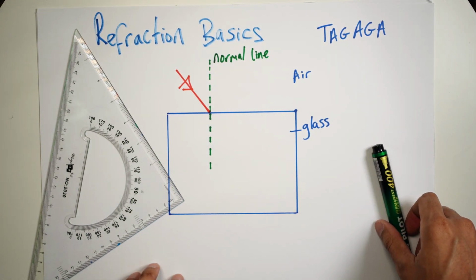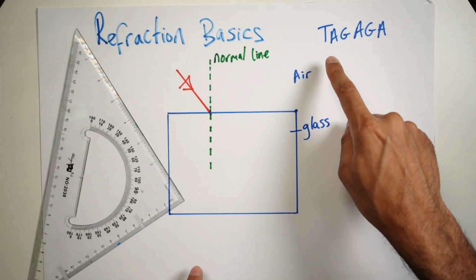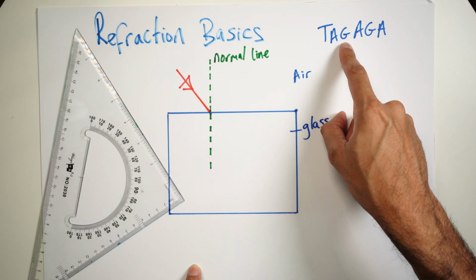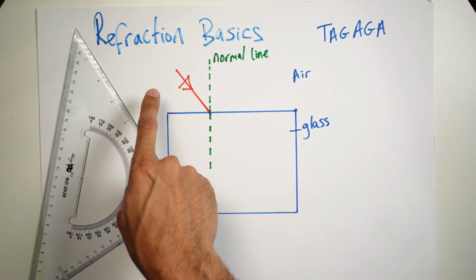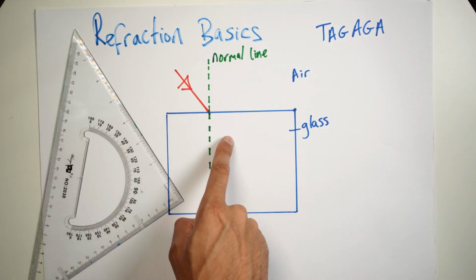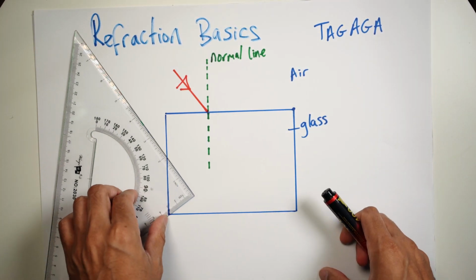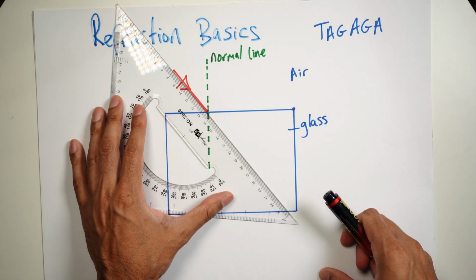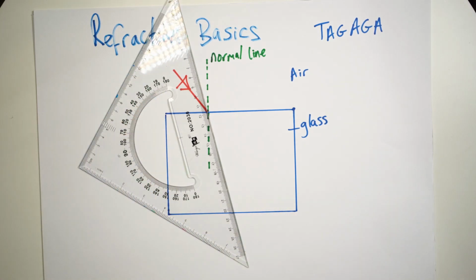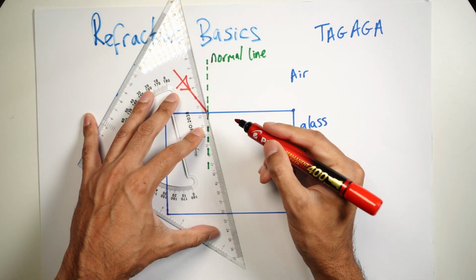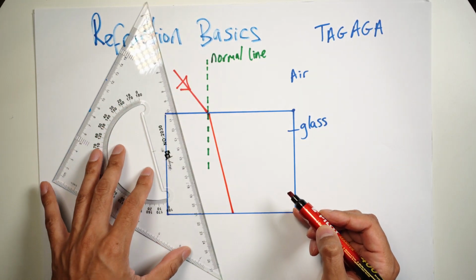What happens next is this. I've written TAG AGAR over here. What does that mean? Towards air glass, away glass air. So if it's going from air into glass, in this direction, it should be going towards the normal. So the light ends up, instead of continuing like this, bending towards the normal like that. And I'm going to extend this beam of light all the way down to the bottom over here, like so.